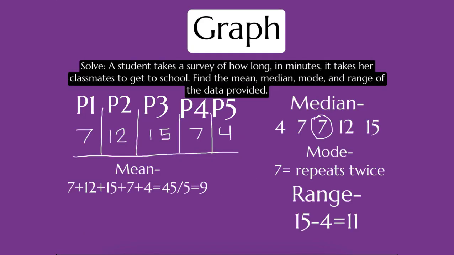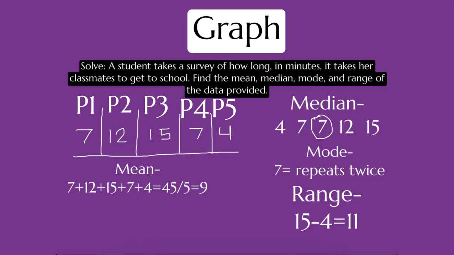So before I let you guys go, I wanted to give you guys a graphing example because I know that you're probably going to receive a question like this when you're getting mean, median, mode, and range. So in this example, it says, a student takes a survey of how long, in minutes, it takes her classmates to get to school. Find the mean, median, mode, and range of the data provided. So to make this problem easier for ourselves, let's split it up.